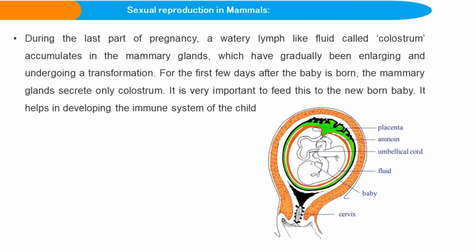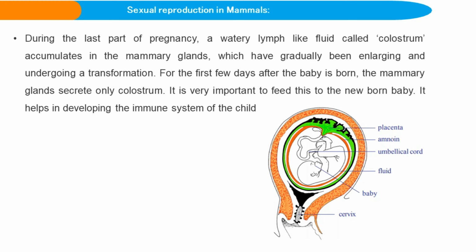During the last period of the pregnancy, a watery lymph-like fluid called colostrum accumulates in the mammary glands or mammalian glands. So here, the colostrum, a white fluid-like substance, is accumulated, and the glands gradually enlarge and undergo a transformation during the pregnancy stage.